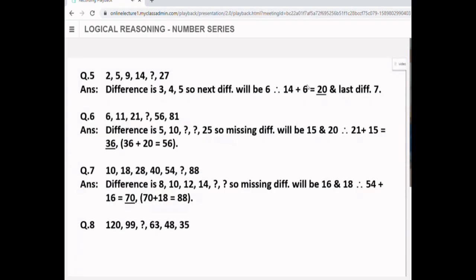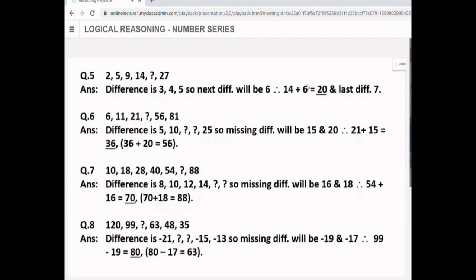Everyone tried out. Now explanation. The difference, always I'll do the second number minus the first number. So this time it is 99 minus 120. Okay, so the difference is minus 21. Question mark, then minus 15, minus 13. Look at it, minus 21, question mark, minus 15, minus 13. You may see that minus 15, minus 13, there is a difference of 2.